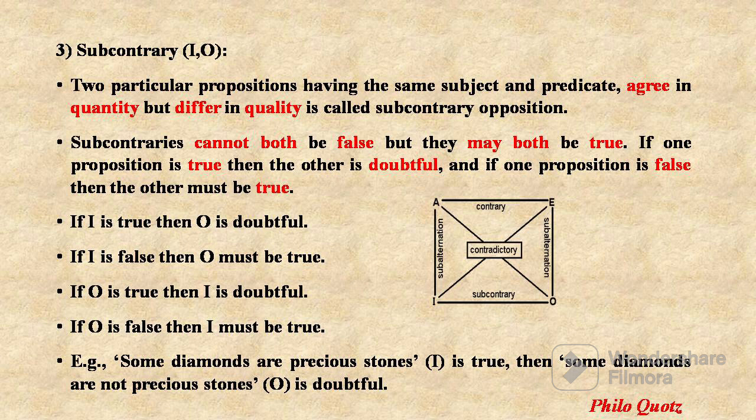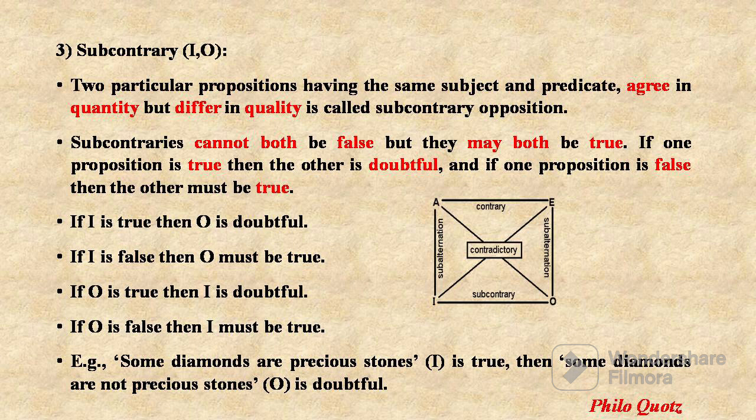If I is true, then O is doubtful. If I is false, then O must be true. If O is true, then I is doubtful. If O is false, then I must be true. For example, some diamonds are precious stones. That is true. That is an I proposition. If it is true, then some diamonds are not precious stones is doubtful.